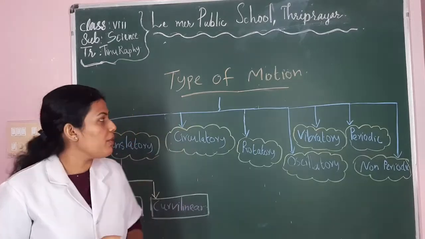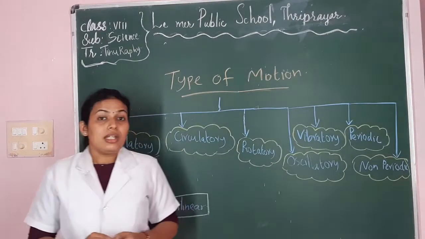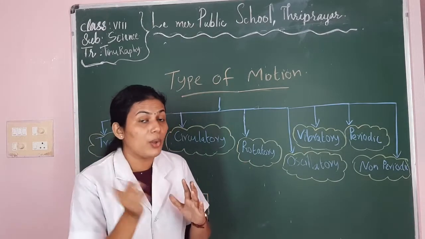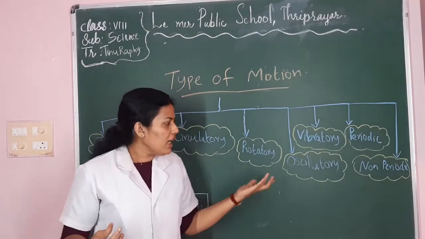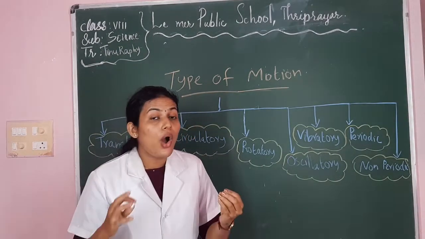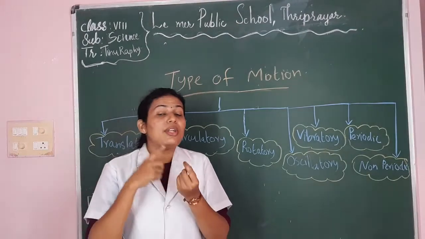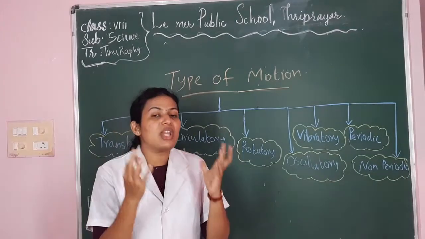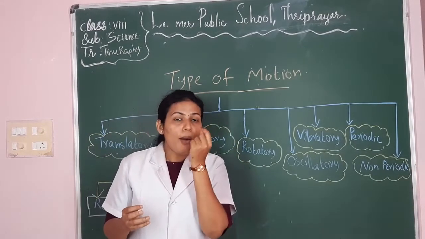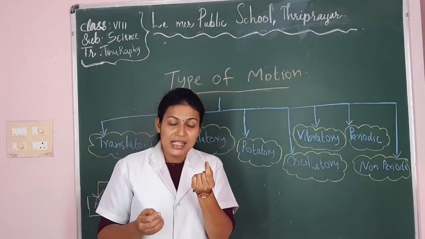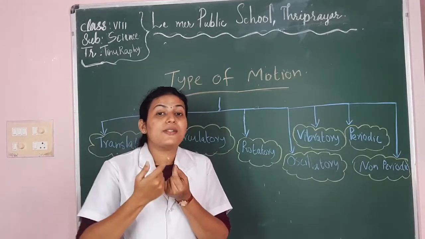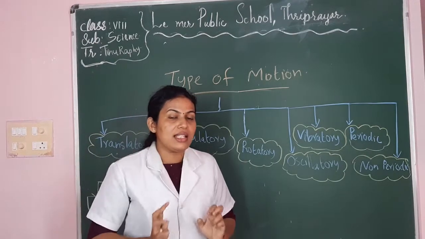Now the third type of motion is rotatory motion. What is this rotatory motion? You are familiar with the word rotation, isn't it? An object is said to be in rotatory motion when the object moves about a fixed axis without changing its position. The feature of rotatory motion is that the object will be fixed at a place, and it will be rotating on this fixed axis without changing its position.